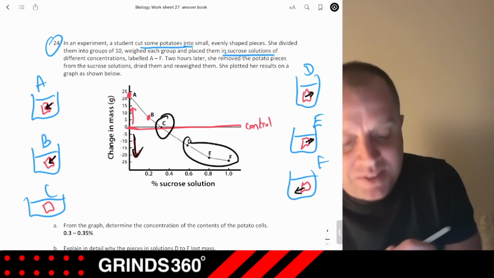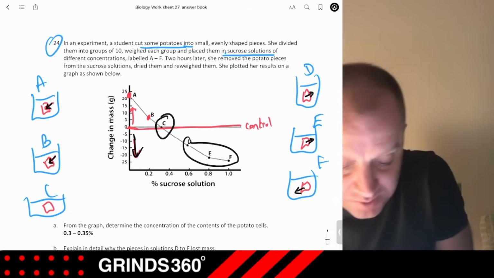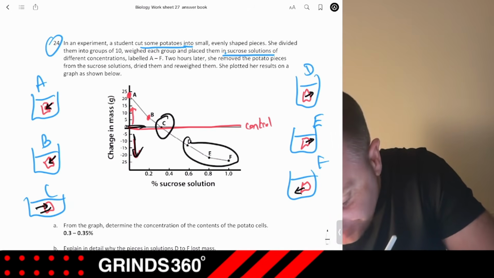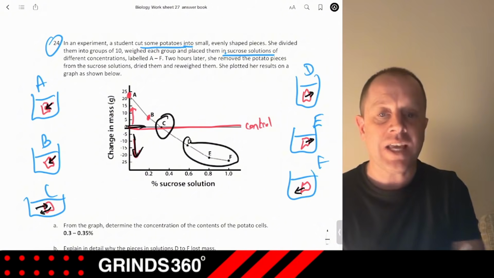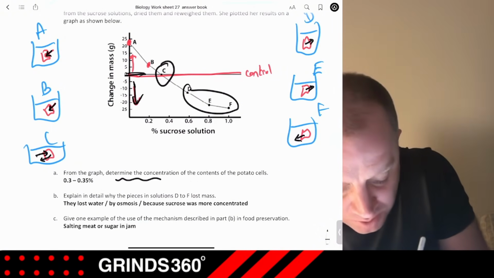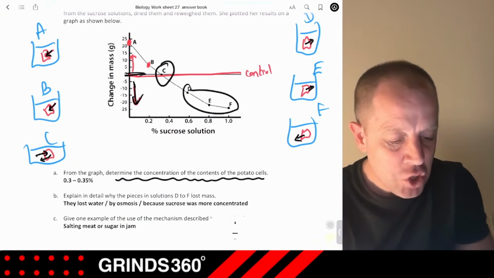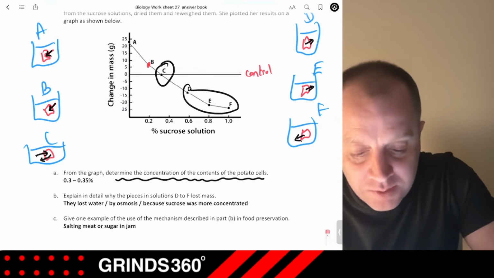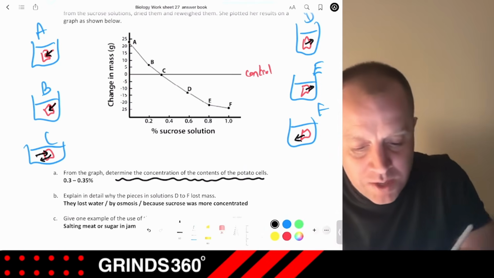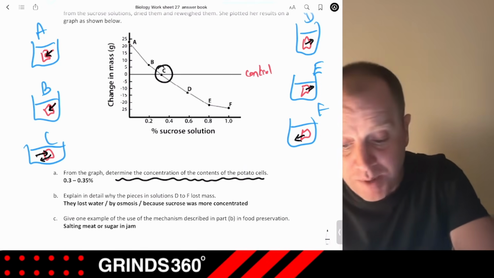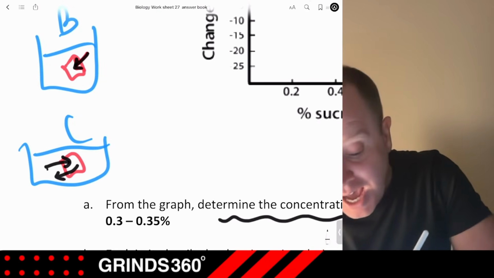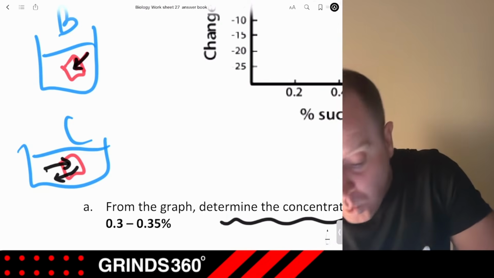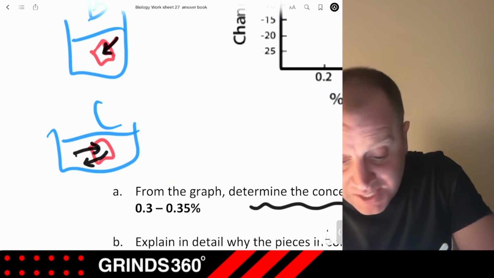You will notice this one's in C. This one didn't change mass at all. Why? Because water entered and left at the same rate. Now, it says determine the concentration of the contents of the potato cell. Which one of these do you use? Well, you look at the one that didn't change in mass. Why did it not change in mass? Because the potato cells had the same concentration as the solution that it was in, because water entered and left that potato cell C at the same rate.